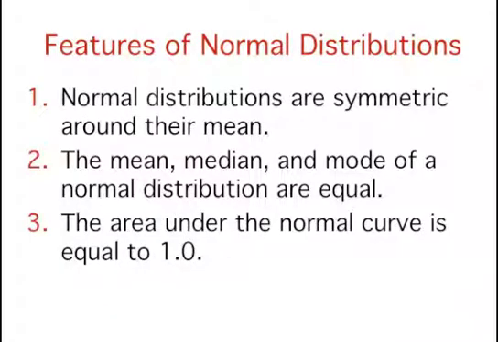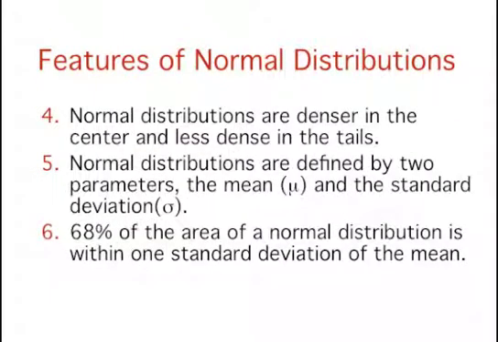Listed here are 3 of the 6 features of normal distributions that are going to be illustrated in the remaining sections of this chapter. Normal distributions are symmetric around their mean. The mean, median, and mode of a normal distribution are equal. The area under the normal curve is equal to 1.0.